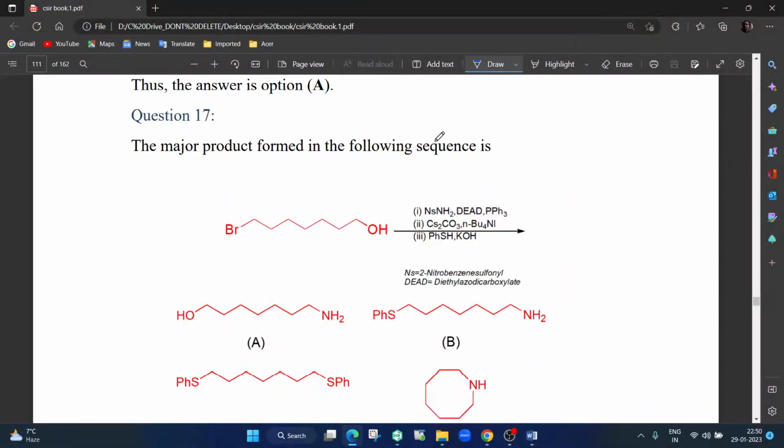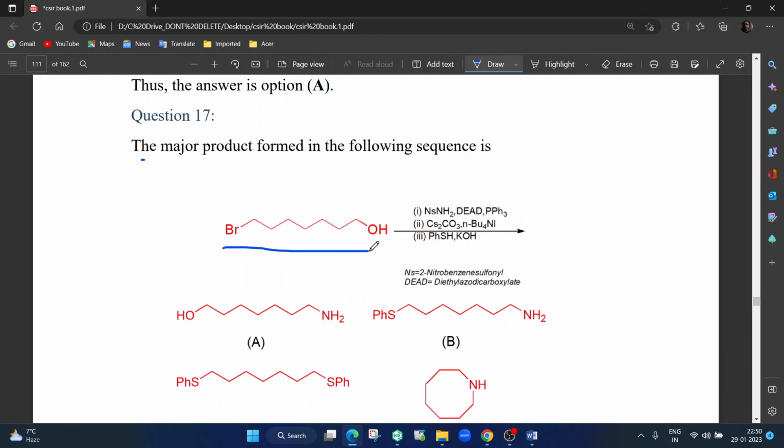Hello everyone. So let's do the next set of 5 questions, question 17 to question 21 of the 2020 NET question paper, June 2020. And as you know, I am doing only the organic questions. So the first question is question number 17, the major product formed in the following reaction.